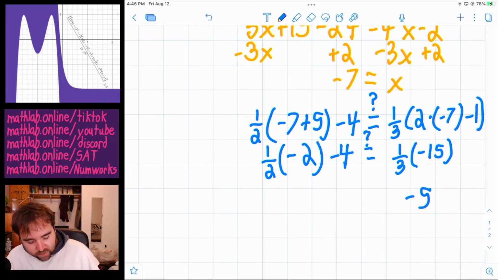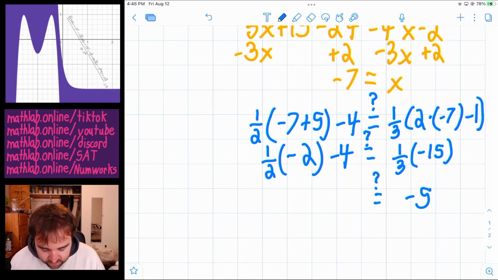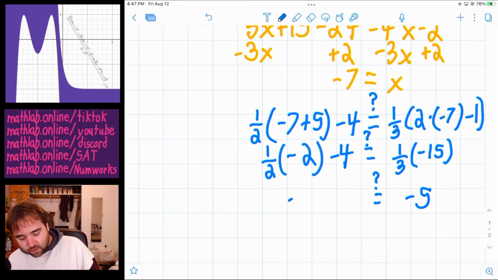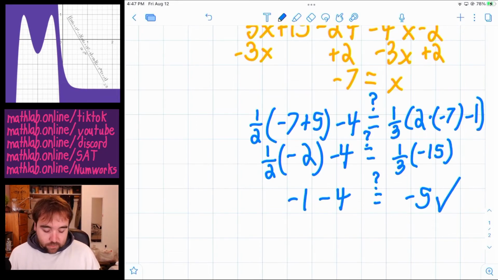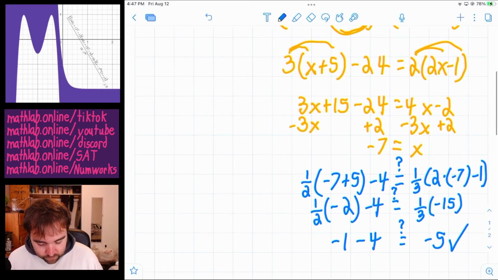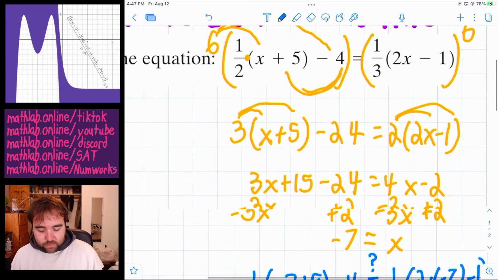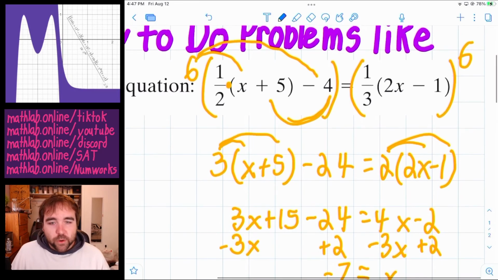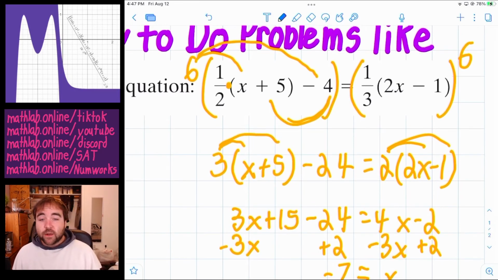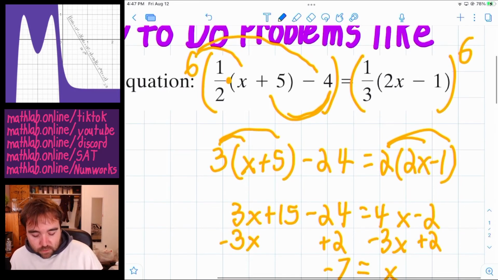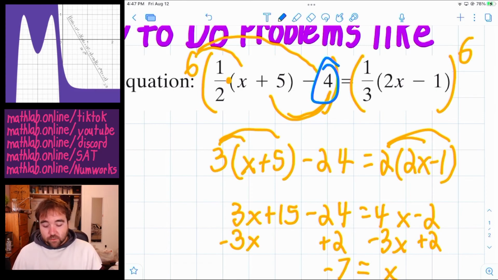So over here we have -5. And then what? We have 1/2 times -2, which is -1 minus 4. And that does indeed equal -5. So the key thing here was multiplying to get rid of the fractions. We multiplied by 6, and when we did that, we had to multiply everything by 6. So we also had to multiply that -4 by 6 to get that there.